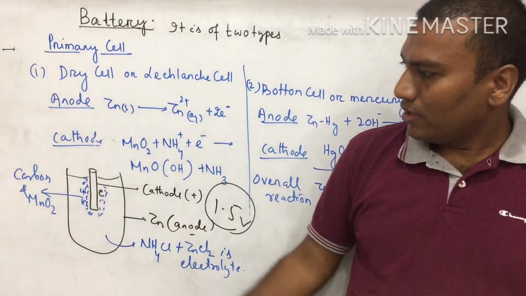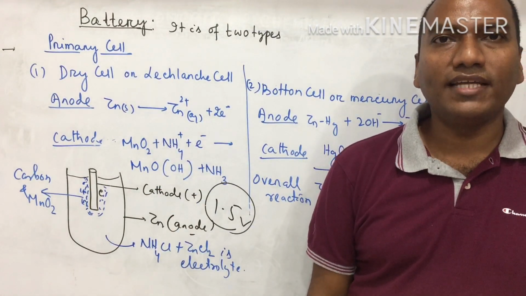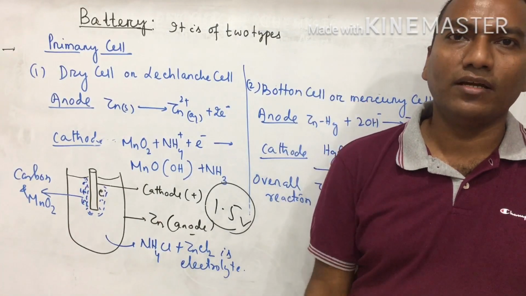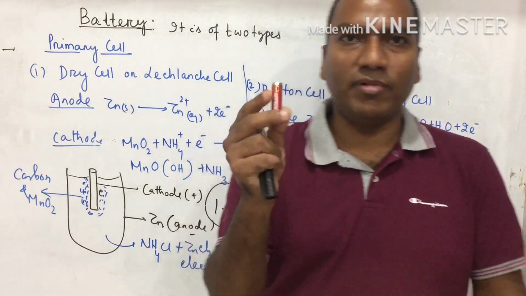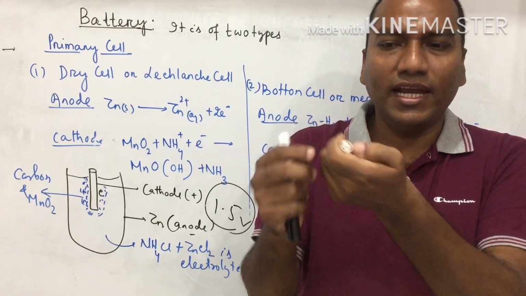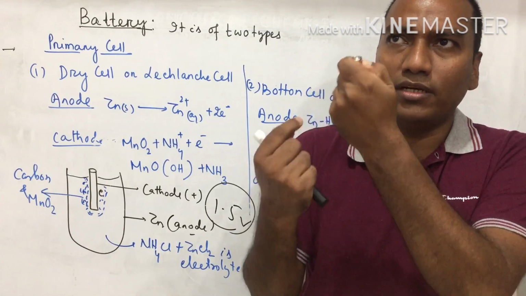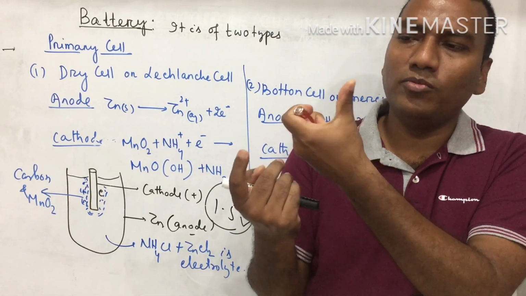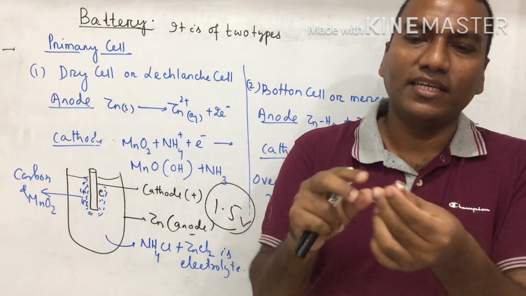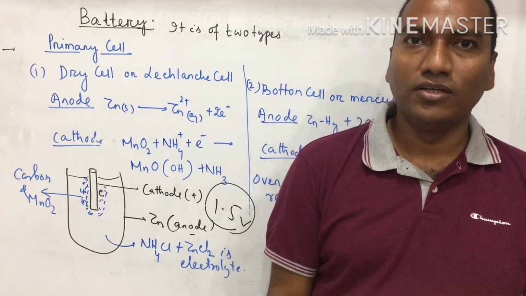Sometimes exam questions come: why does the dry cell become dead even if it is used only once? Suppose you take this cell and put it in a torchlight, press the switch only one time, the torchlight will glow, then you switch it off. If you keep it for 15 days or after 30 days, the cell becomes dead. We are not using it, but the cell still becomes dead. So why?